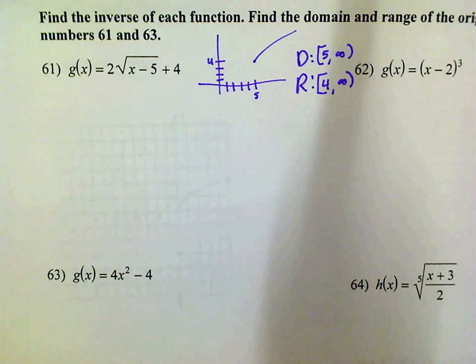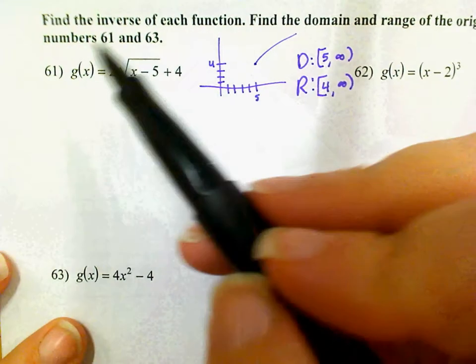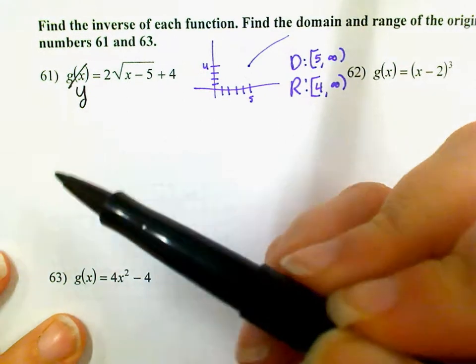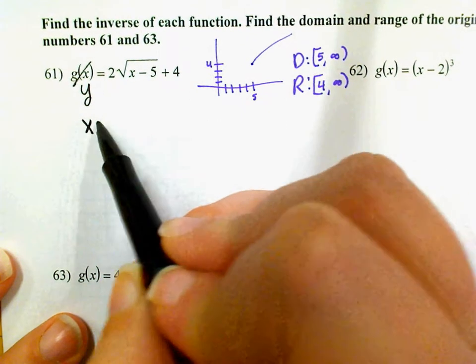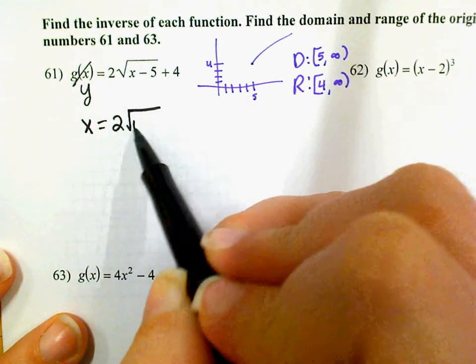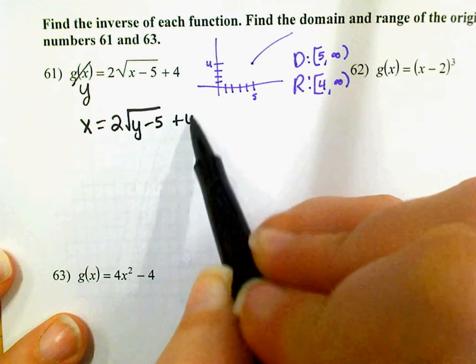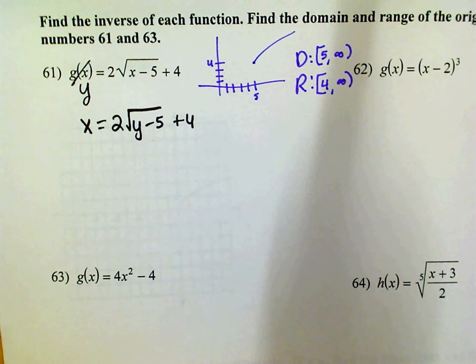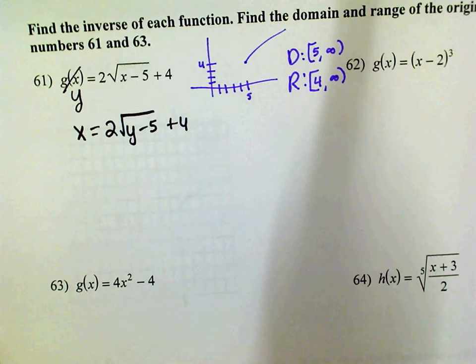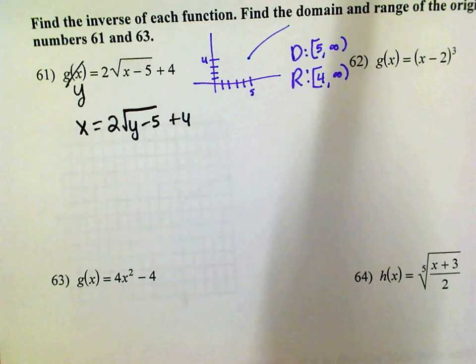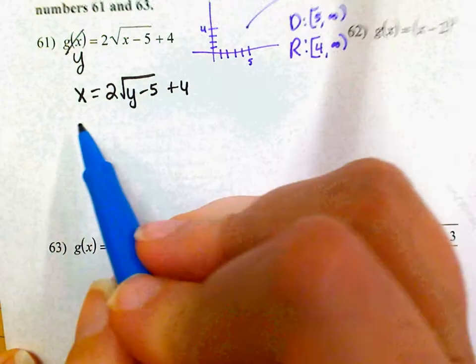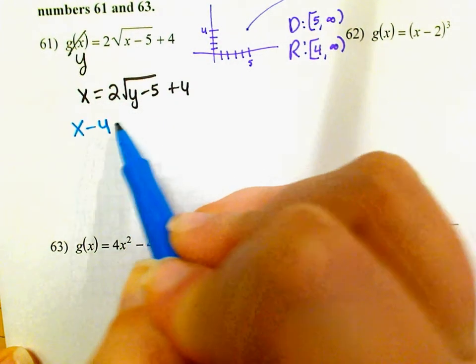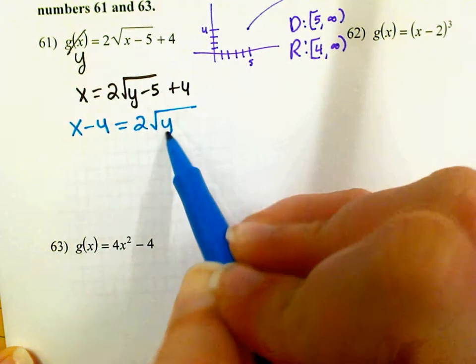So I let that be y and switch x and y. x equals 2 times the square root of y minus 5, plus 4. And then I start solving for y. So what's the first thing you do? Yeah, subtract the 4 over. So x minus 4 equals 2 times the square root of y minus 5. Now what?